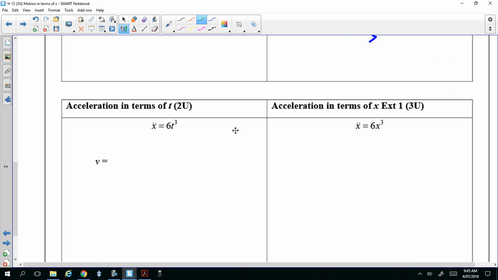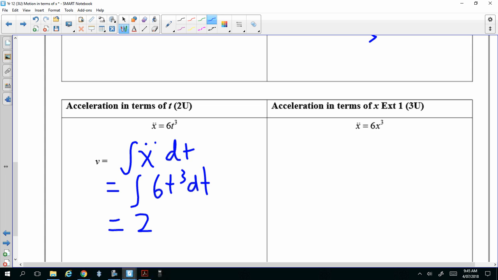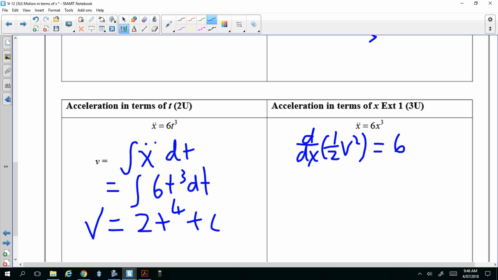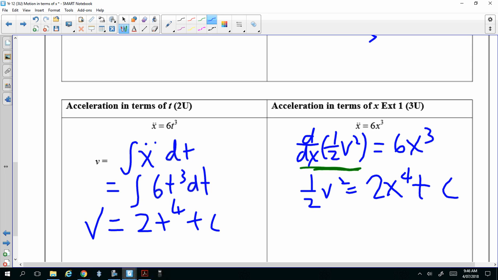But acceleration in terms of x requires a little bit more effort. You have to remember to use d over dx half v squared, which is now available on your reference sheet. So you can just write this down from your reference sheet. So you get half v squared equal to 2x to the power 4, like before, but it's plus c. So you get a different subject. This is half v squared, this is just v. Okay? And then you just have to find c from the initial condition. And then we'll do an HSC question after this.